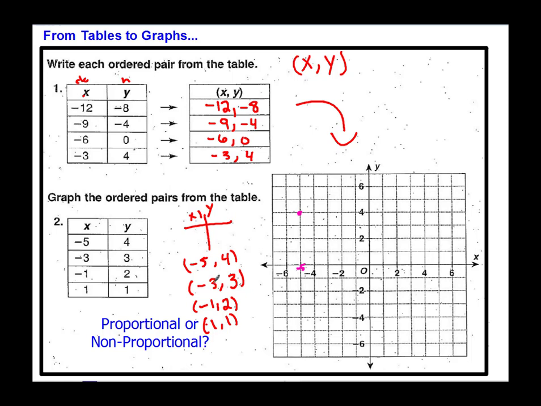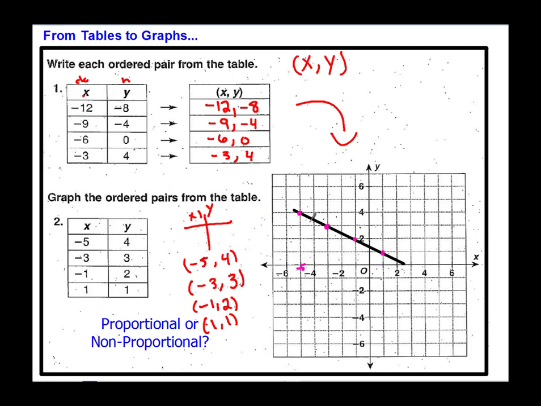Second point, negative 3, positive 3. First I'm going to run to negative 3 and then I'm going to jump to positive 3. Okay, negative 1, positive 2. First I'm going to run to negative 1 and then I'm going to jump to positive 2. And then first I'm going to run to positive 1 and then I'm going to jump to positive 1.